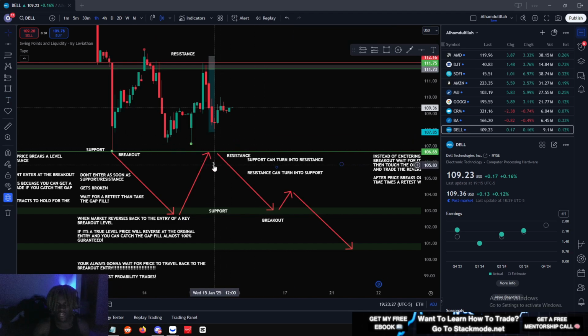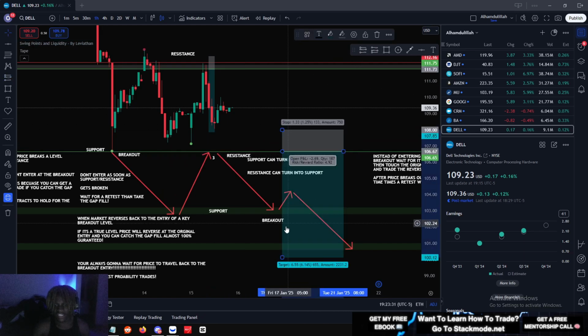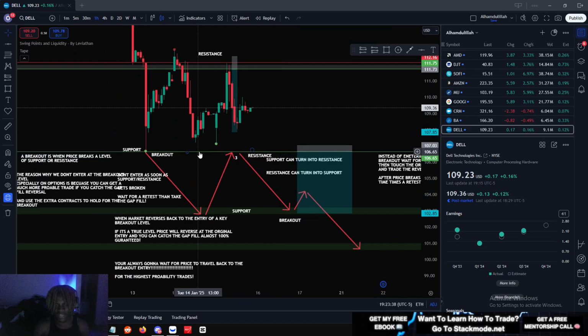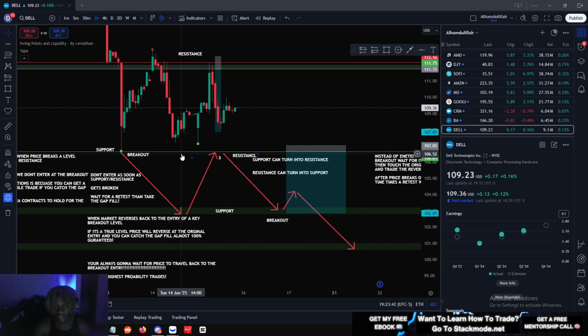So you had 3 contracts right here at the entry. And it would look like this. Stop loss above the highs. So if price decides to show you some bearish reaction at the original breakout entry, set your stop loss a little bit above, a couple of ticks above, and take profit is going to be where price stopped at before.